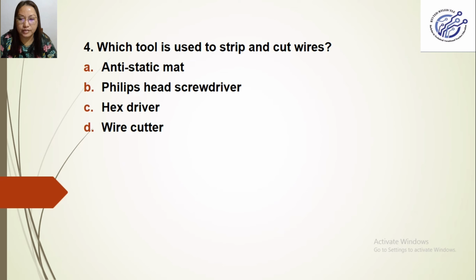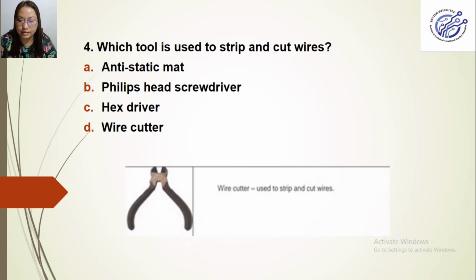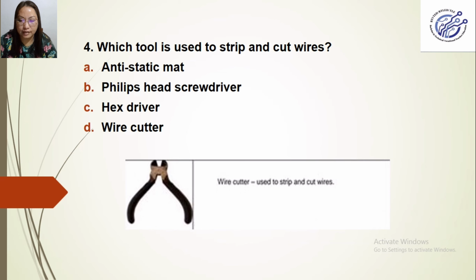Number 4, which tool is used to strip and cut wires? So, from the words cut wires, we have our answer sa number 4 is letter D, wire cutter.